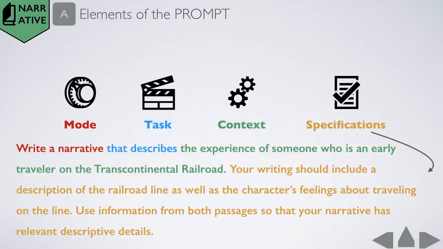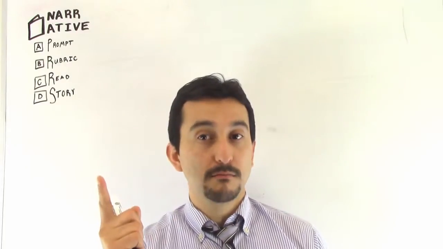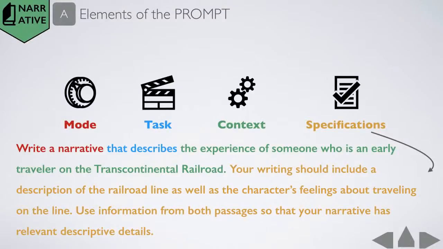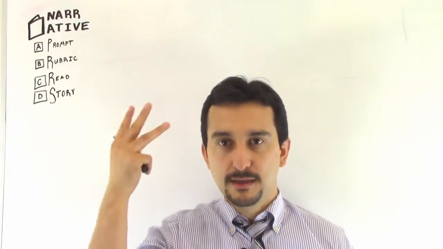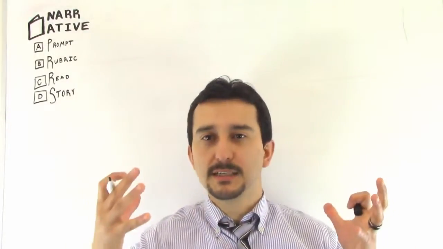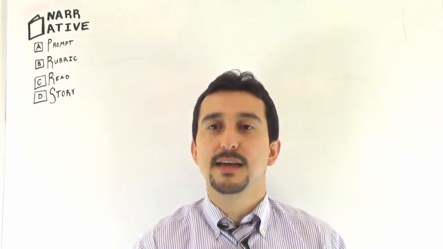Your writing should include a description of the railroad line, 1, and 2, as well as the character's feelings about traveling on the line. And of course 3, use information from both passages. Sounds easy enough, so let's list that out so we have a clear understanding, and maybe it's easier to digest when you have all those requirements listed out.